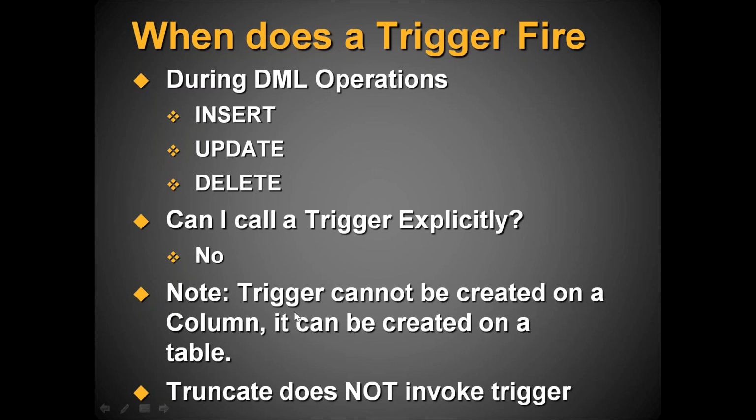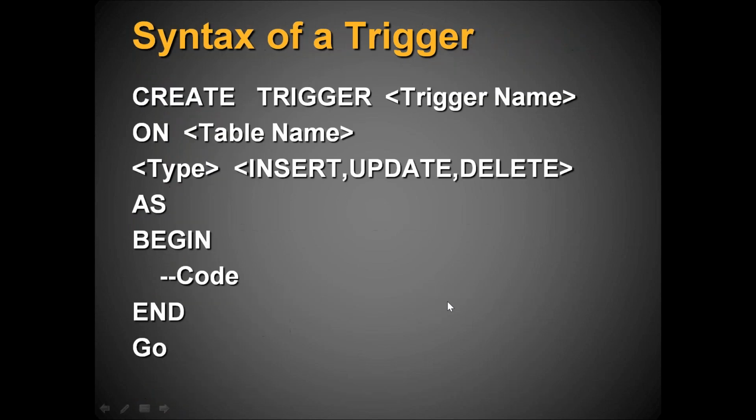Remember this point. A check constraint can be created on one column or multiple columns in the same table, but a trigger cannot be created on a column, only on a table. You can create triggers on multiple tables. Truncate does not invoke a trigger, so it is not supported.